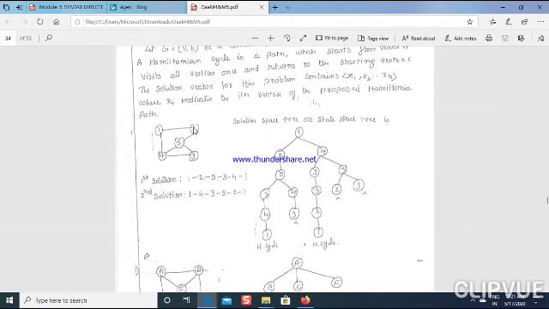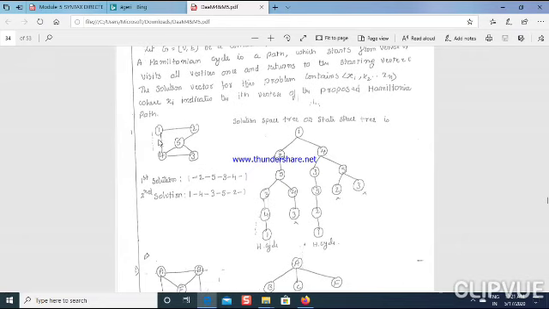Now all are visited. 1 is visited, 2 is visited, 5 is visited, 4 is visited and 3 is visited. I need to come back to vertex 1, but I cannot come back to vertex 1 because there is no path from 3 to 1. Therefore this is not a solution. Again I will backtrack and go for one more option, that is 1 to 4.